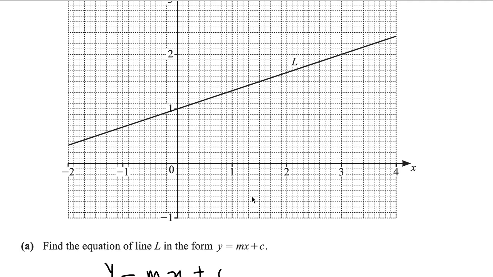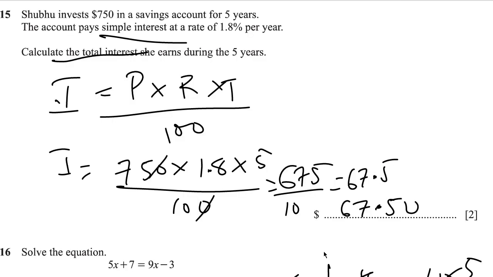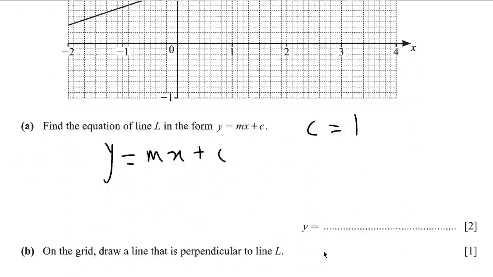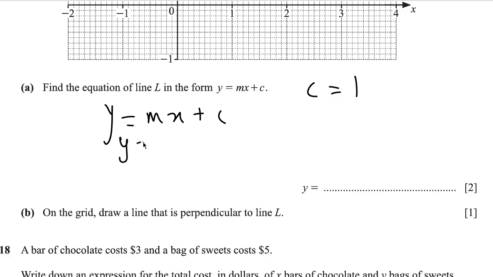So in this case, you can see this line, and you can see that it cut the y-axis at y equal to 1, right? So that implies that c is equal to 1. So we could simply say that y is equal to mx plus 1. Right? And then the next question now is, what's the value of m? M is simply the gradient of the line. And the gradient of the line is simple.